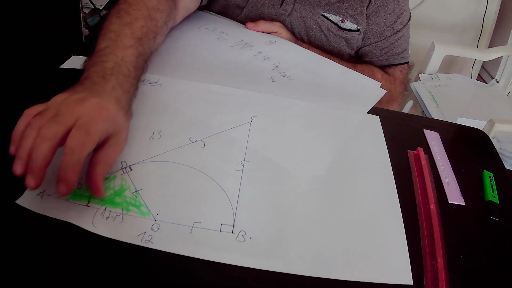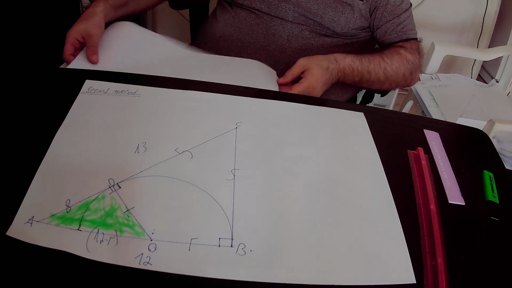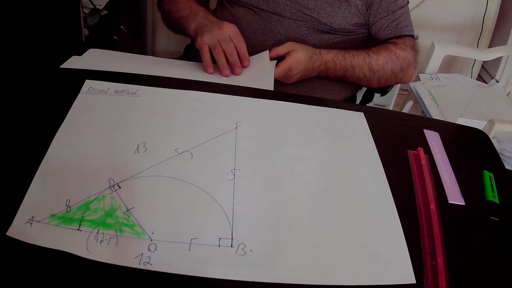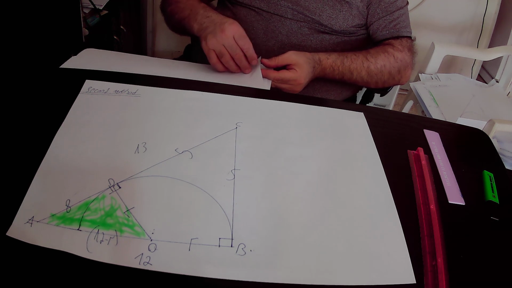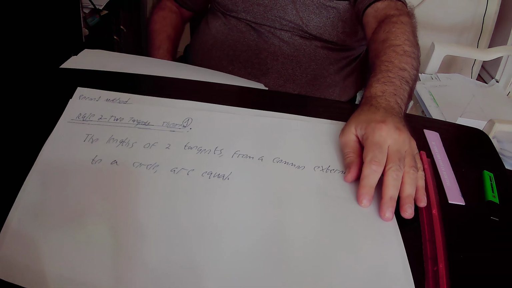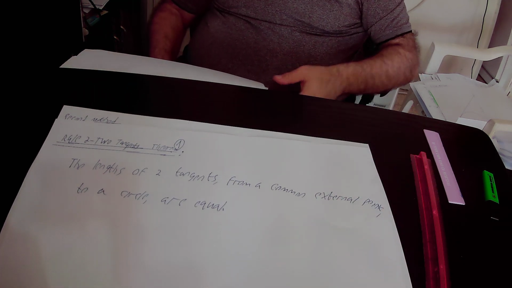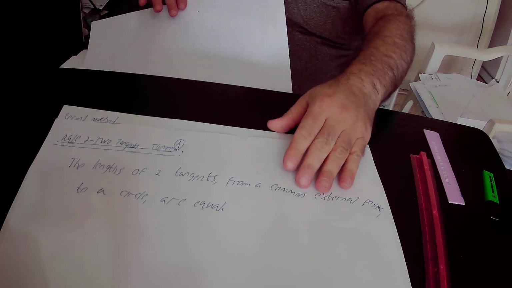In the second method, I presented to you rule number 2, or the two tangents theorem. According to rule number 2, or the two tangents theorem, the lengths of two tangents from a common external point to a circle are equal. So what is the meaning of rule number 2?